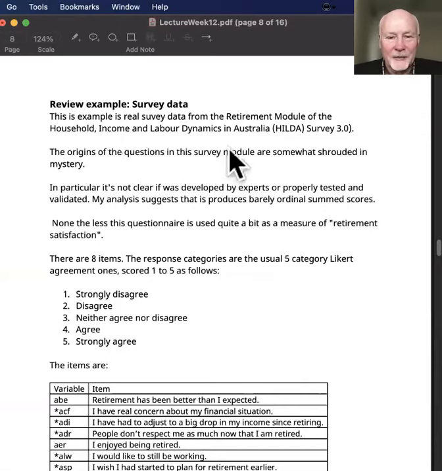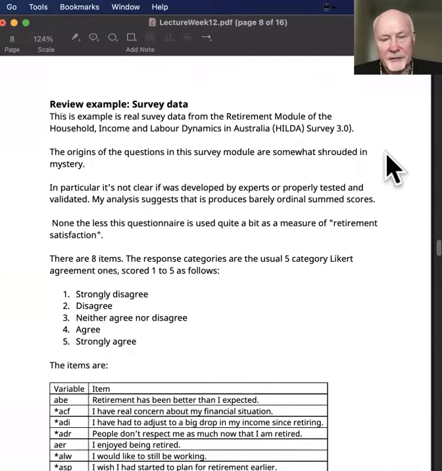So, I'll give you a little bit of background about this data. It's from something called the Household Income and Labour Dynamics Survey, which has various components, but one of them is the retirement module. It's a set of 8 questions, and it collects a bit of demographic data and so on. And it's a bit of a mysterious questionnaire in the following sense.